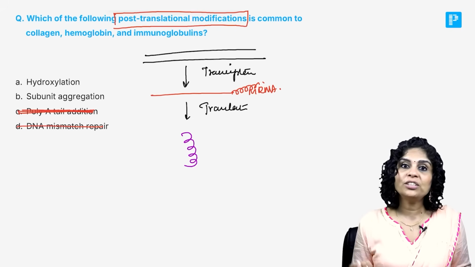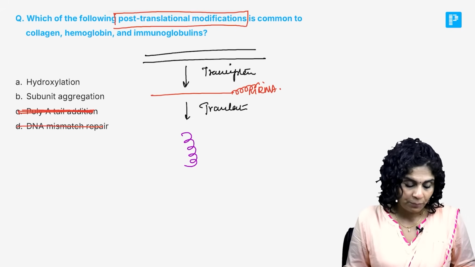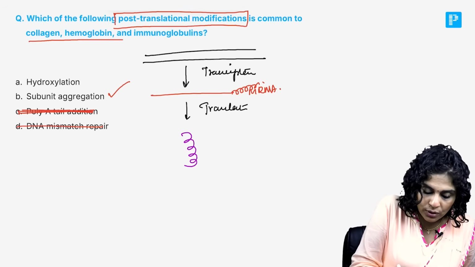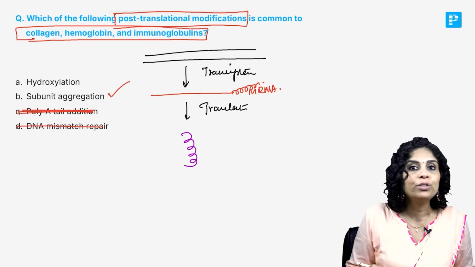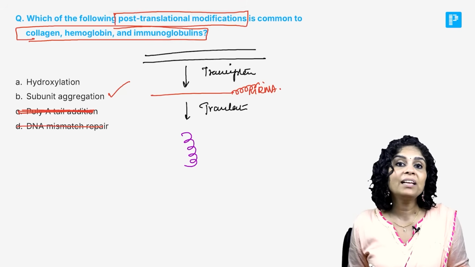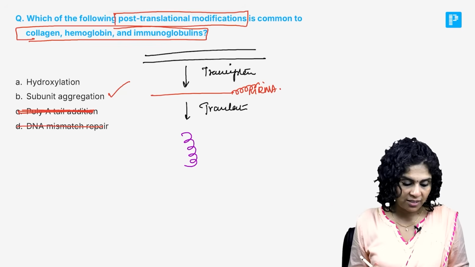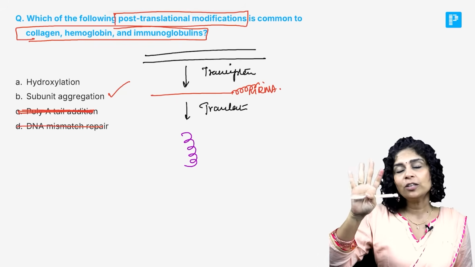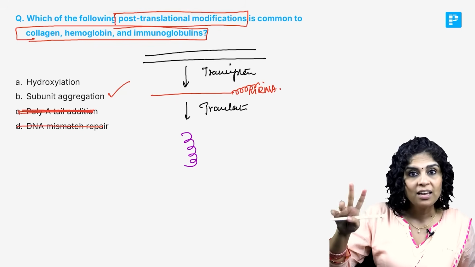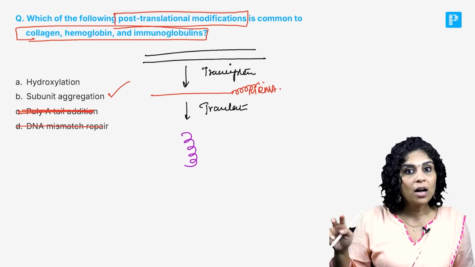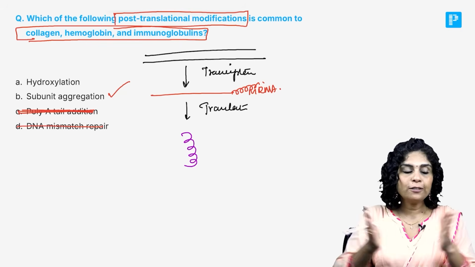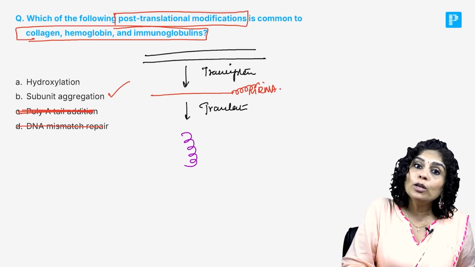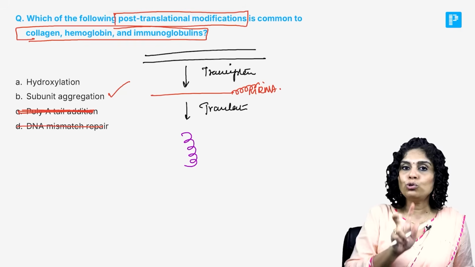So now we are left with two choices. One is hydroxylation, the other is subunit aggregation. The answer is subunit aggregation because all these three proteins are multiple subunit proteins. Collagen is a triple helix. It has 3 polypeptide chains. Hemoglobin has 4 subunits: alpha 2, beta 2, or alpha 2, gamma 2. So 4 polypeptide chains come and get aggregated for hemoglobin also. Immunoglobulin has 2 heavy chains and 2 light chains.